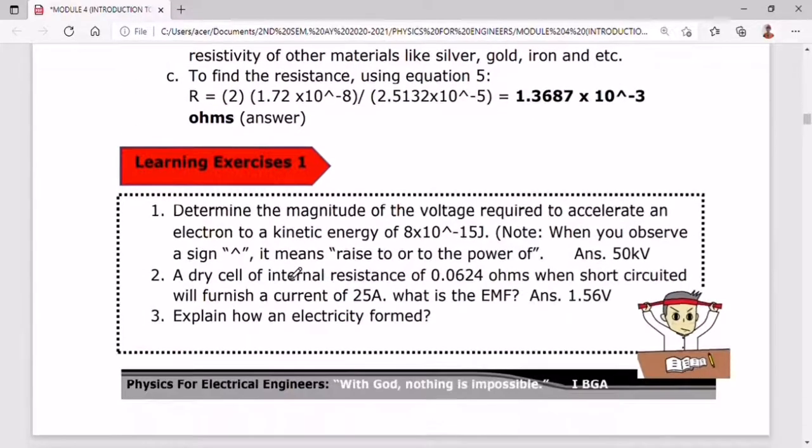So just try to solve this one in your respective houses. So we have 3 problems, and I know that this is just easy.